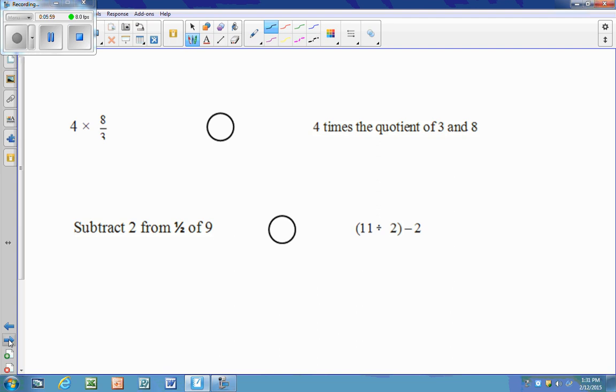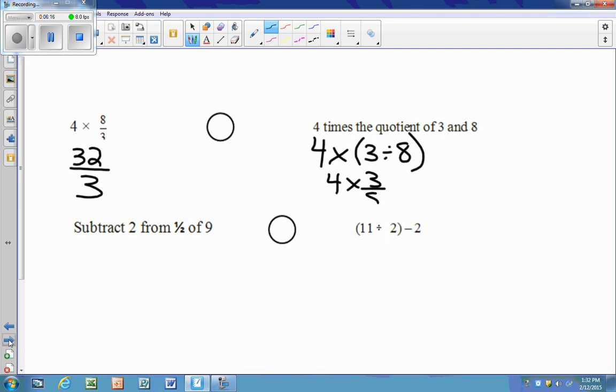Here's some more. We once again have 4 times 8/3, which would be 32/3. And this is 4 times the quotient of 3 and 8. Quotient tells me to divide. So I have 4 times 3/8, which would give me 12/8. If I change these to mixed numbers to make them easier to compare, I see that over here I have 10 and 2/3, and over here I have 1 and 4/8. Since this has a whole number of 10, I know that is larger.